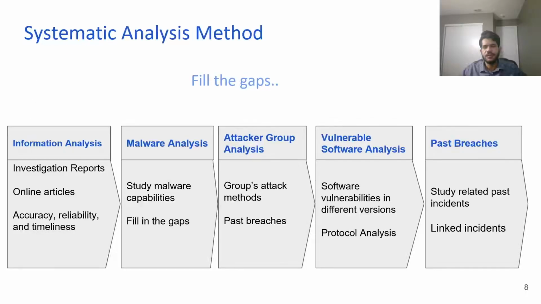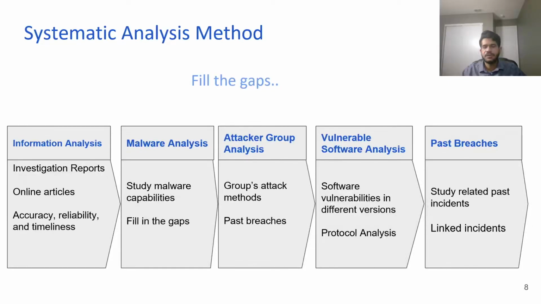Let me briefly describe the systematic analysis method that we used in our study. First of all, we conducted the information analysis in which we thoroughly studied all publicly available relevant information to each data breach to develop breach workflows. This included investigation reports from victim organizations. This also included online articles published by various news and blog websites such as New York Times and Wired.